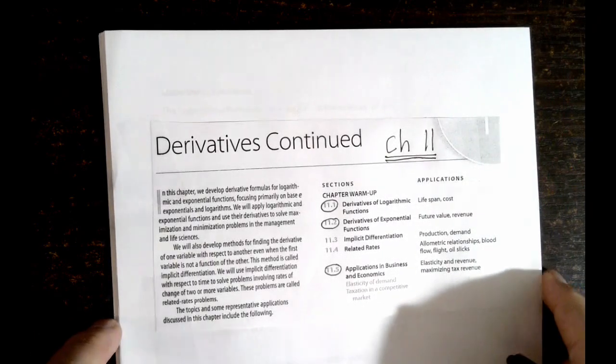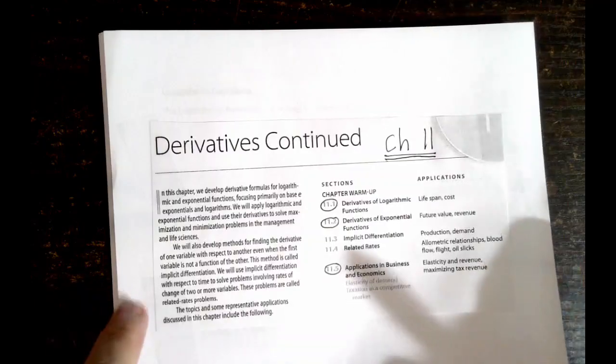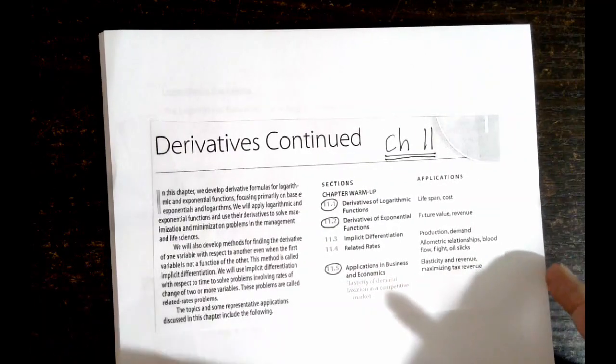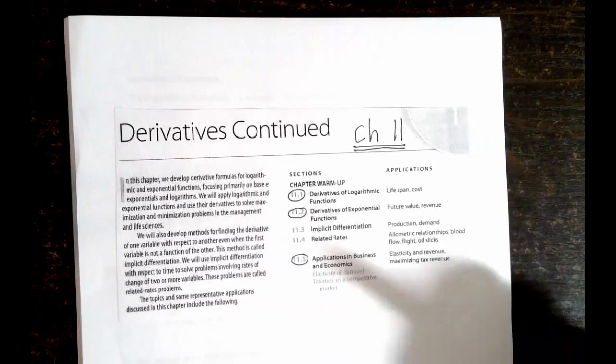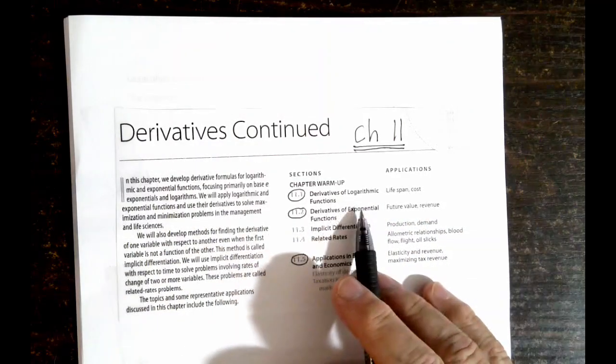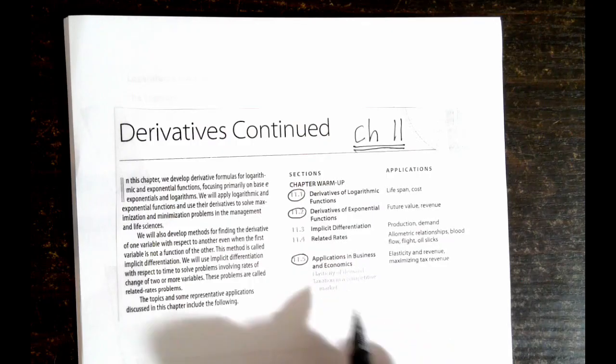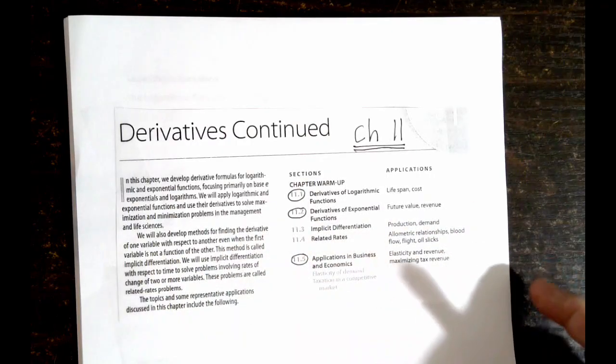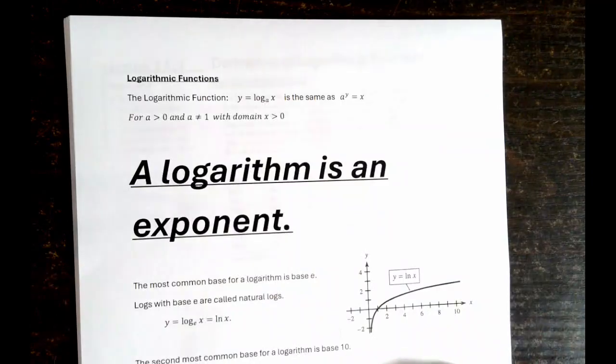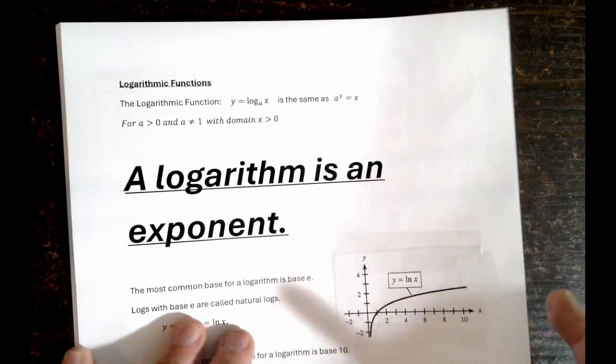Alright, in this chapter we deal with derivatives. We're going to look at only 3 sections in chapter 11: derivatives of logarithm functions, derivative of exponential functions, and applications in business and economics. So in 11.1 we deal with logarithms.